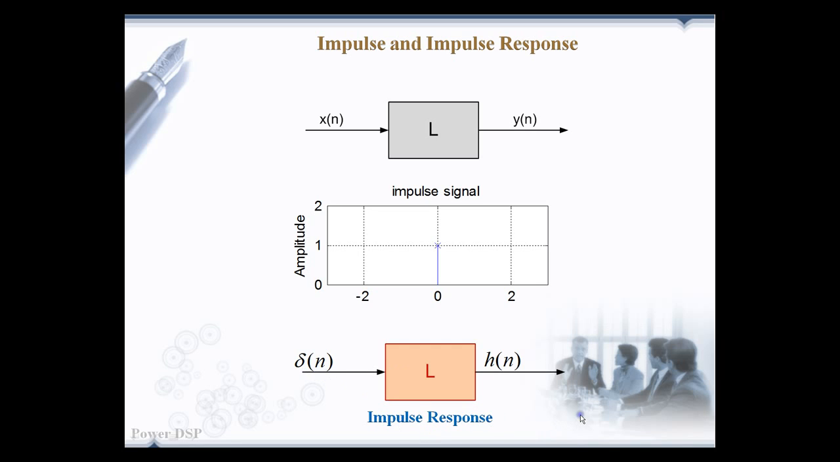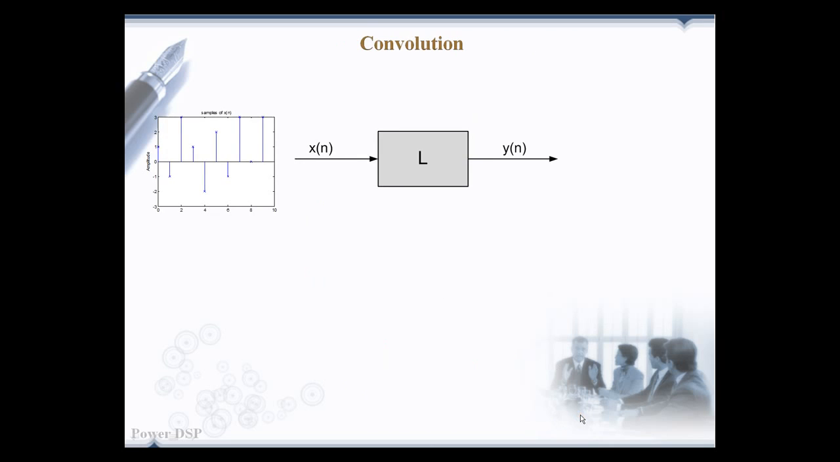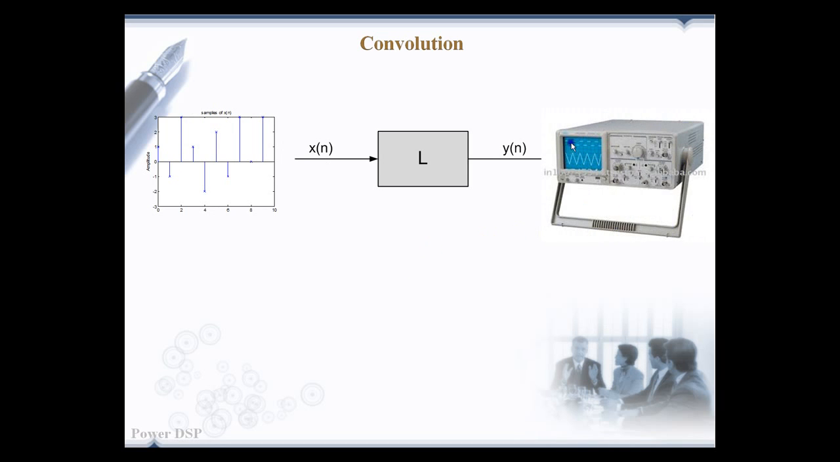Okay, next we see what is convolution. Let's take a system, and the task here is to find the output for any particular input x of n. How can we find the output? Obviously, we have to connect a CRO to measure the output. We also have to have a clear understanding of the internal components of the system.